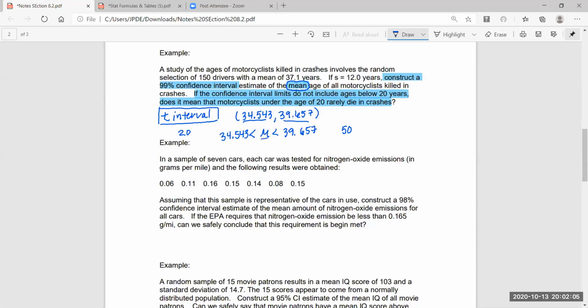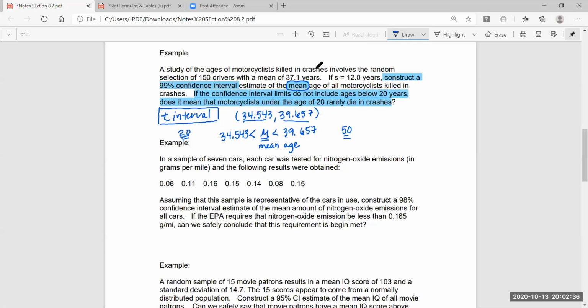Here's what I want you to think about. This is the mean age. Because that's the mean age, the higher numbers and the lower numbers, the higher ages and the younger ages, are averaging out. Think about if I take 20 and 50 and average them. I'm going to get 35, right? 20 plus 50 is 70, divided by 2 is 35. Oh, hey, that's in our interval.